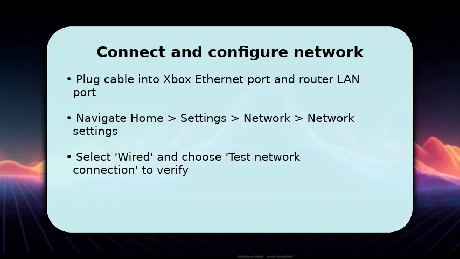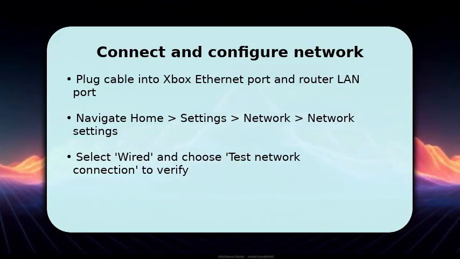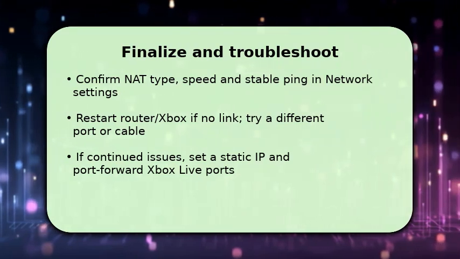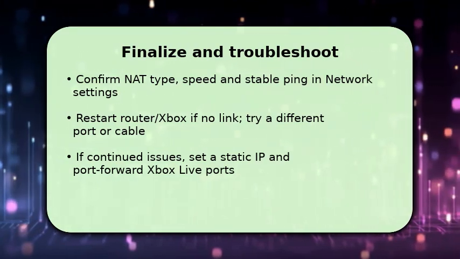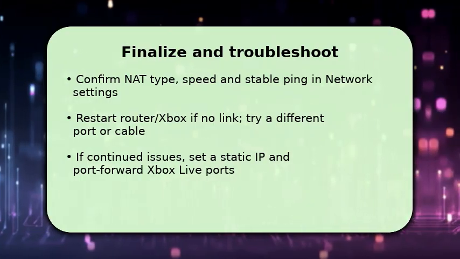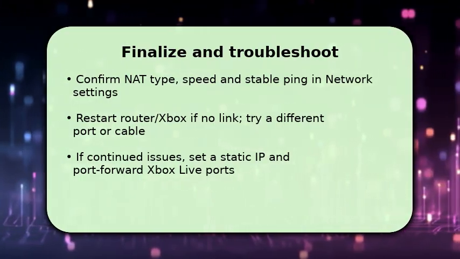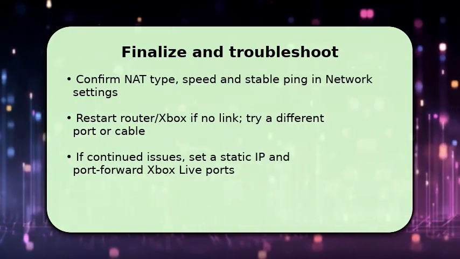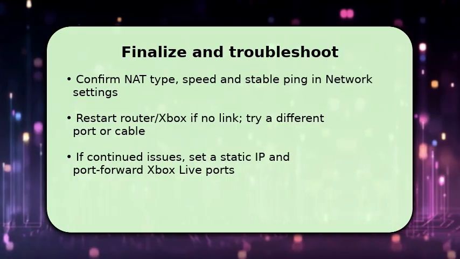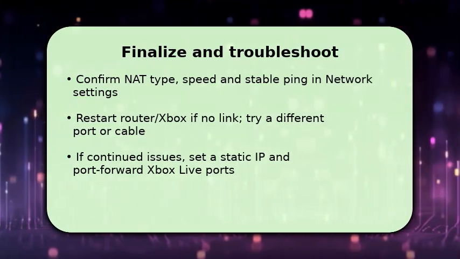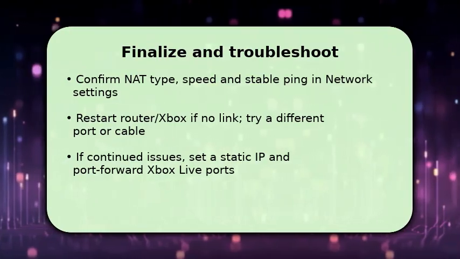You finish by checking NAT type and measured speed in network settings, because open NAT and low ping are crucial for multiplayer. If the Xbox shows no link, restart the router and console, then try another LAN port or a different cable to isolate the fault. If problems persist, assign a static IP to the Xbox and forward Xbox Live ports on your router. This fixes many multiplayer and party chat issues.